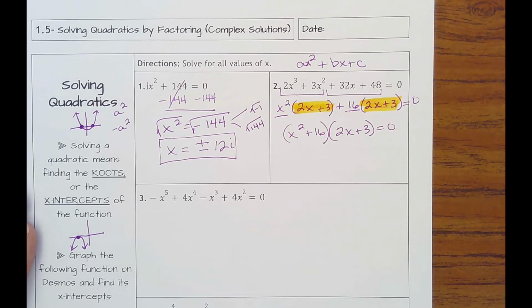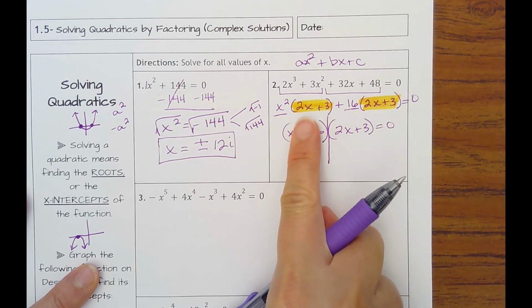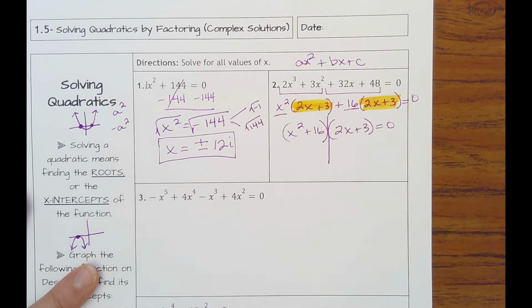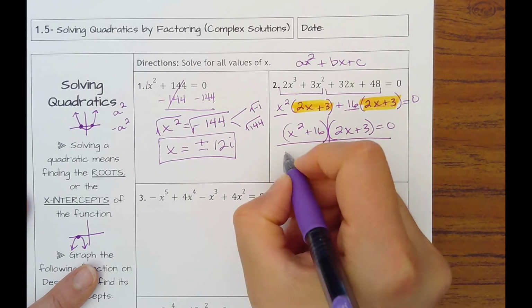Okay, and now we want to solve them. Remember that this part times this part is trying to make 0. If we can make one of them equal 0, then when we multiply by 0, it makes the whole thing 0. So we're setting each factor equal to 0 and solving.